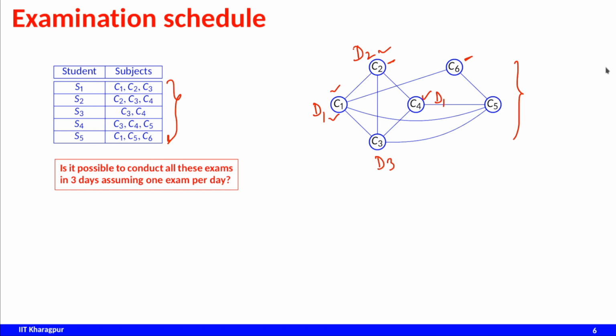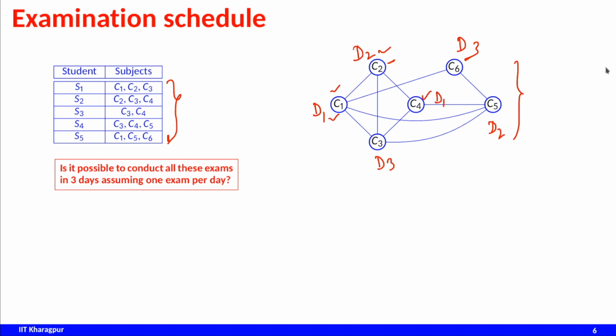Now if you look into C5, which I cannot conduct on D1, I can conduct on D2, but I cannot conduct in D3. Now if you look into C6, then I can conduct it on D2. Sorry, I cannot conduct it on D2 because then C5 is in class, but I can conduct it in D3. So this is just one of the solutions that can be figured out.